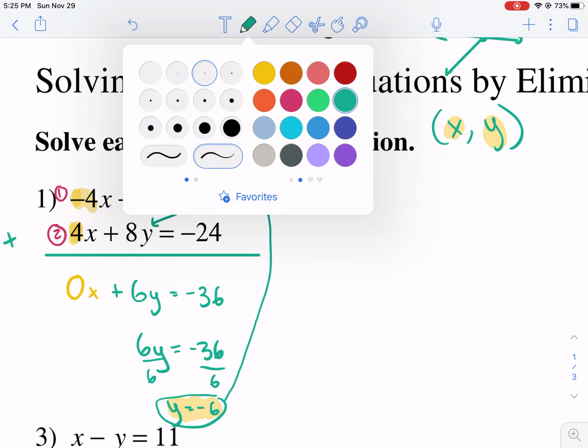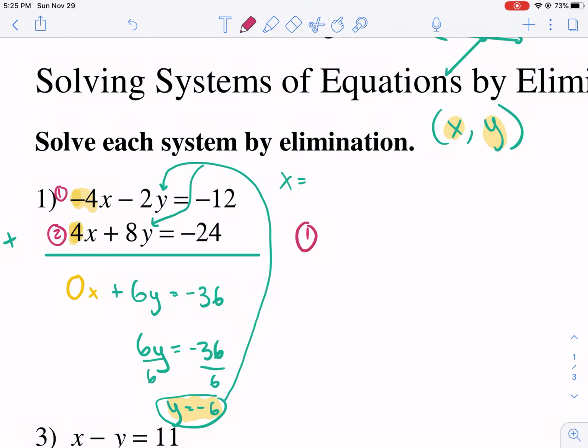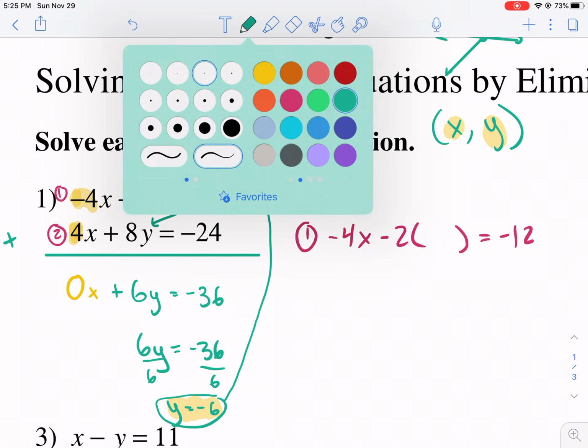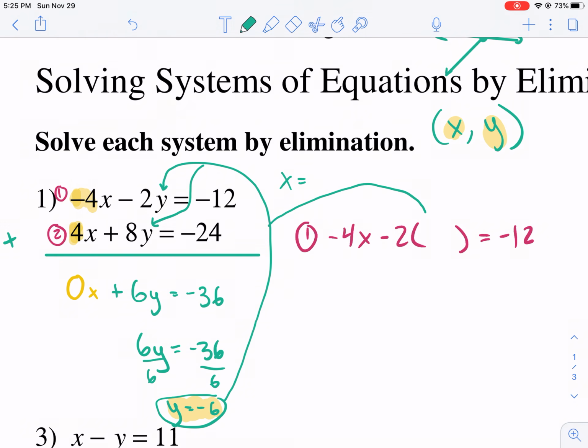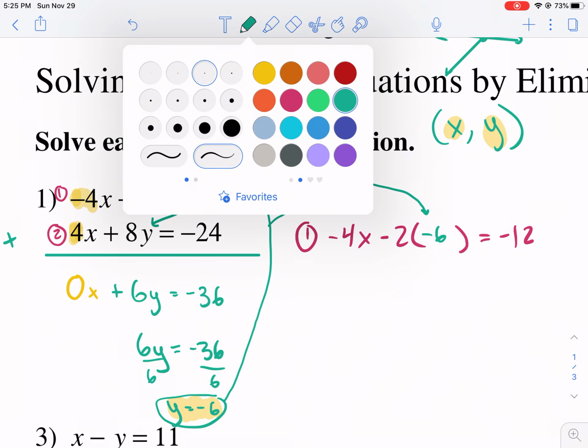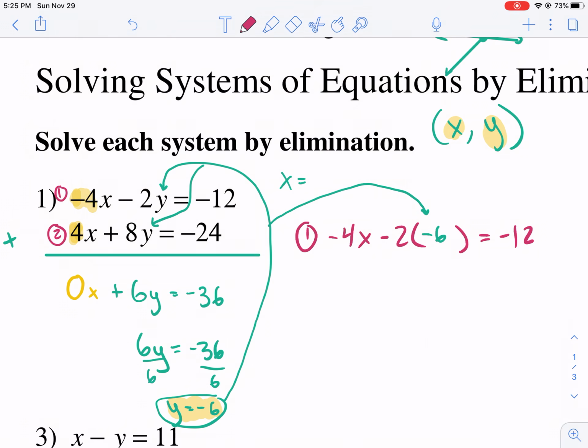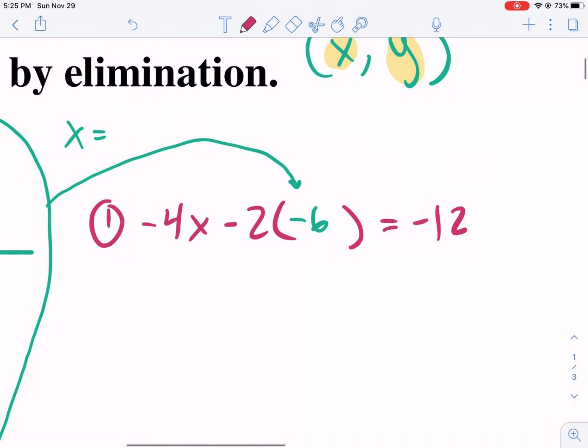So I'm going to rewrite the first equation, but this time I'm going to write -6 instead of y. -2, and I'll put parentheses. I always like putting parentheses anytime I substitute. So I substitute this value of -6 in for y. So I'm not writing y, I'm writing -6. Now, what does this do for us? Well, we eliminated a variable, and now we're just down to one variable. We have x. So we have -4x plus 12 equals -12.